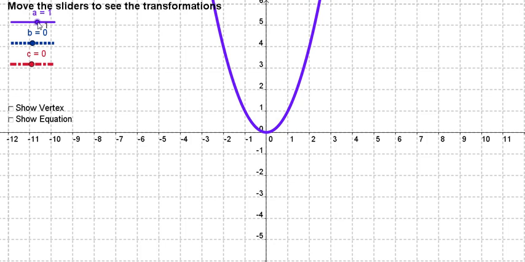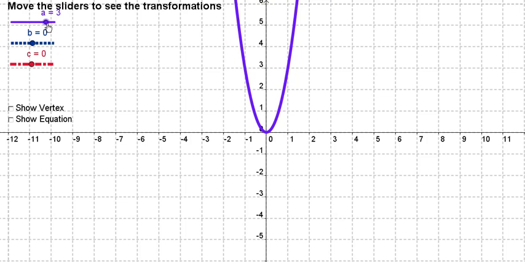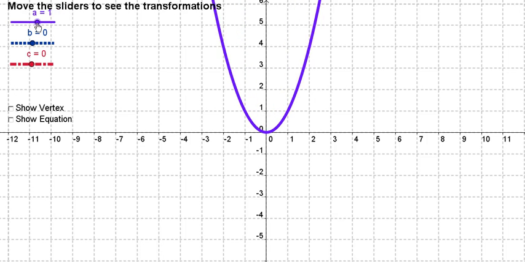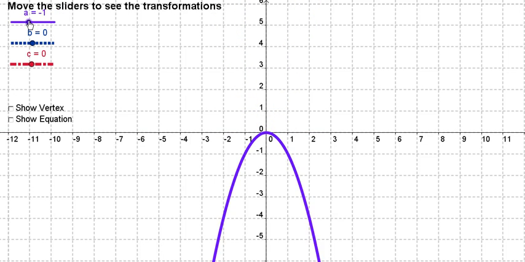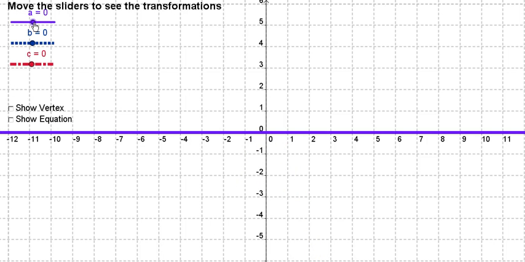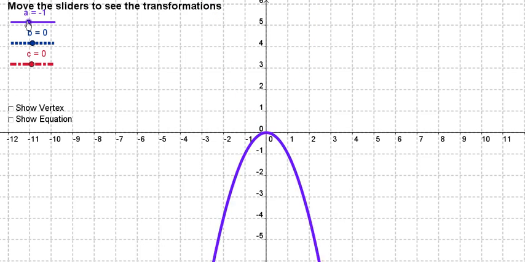Because if I change my value for A, which is my number in front of the equation, as I make that number bigger, my graph gets skinnier, and as I make that number smaller and then negative, it turns it round into an n. So remember last time I was talking about u's and n's? Well, there you go, there's my u, okay, and if I make it negative, there's my n.